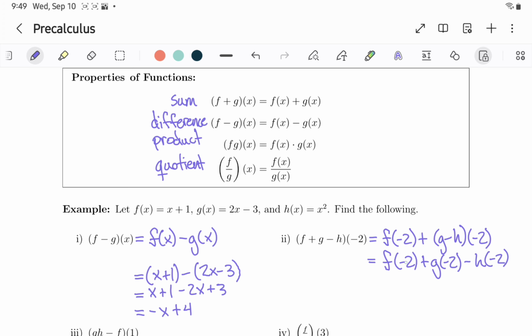Okay, and then from here we can see that we are going to have to figure out what f of negative 2 is, what g of negative 2 is, and what h of negative 2 is. So let's go and figure out what those are going to be equal to first. And then we'll worry about coming to our final answer. So f of negative 2, well, this is going to be equal to negative 2 plus 1, which is equal to negative 1. And g of negative 2, well, this is equal to 2 times negative 2 in parentheses, and then minus 3. And so we're going to have 2 times negative 2, which is negative 4, minus 3 is equal to negative 7.